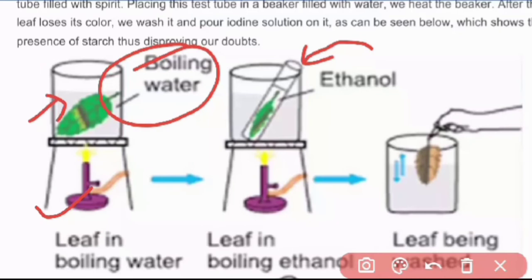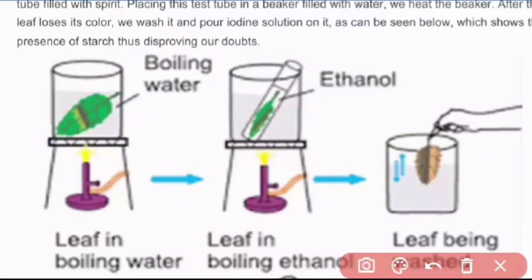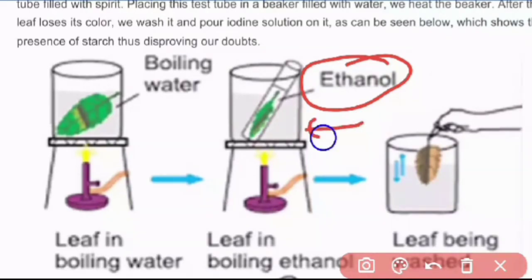Now what have we done? In the test tube we have taken ethanol. Ethanol is an alcohol, okay? Ethanol is a type of alcohol, and we have put this ethanol in the test tube. Now we'll put this test tube in that same beaker. Still the water is boiling. And because of the water boiling, this ethanol inside the test tube also starts boiling.